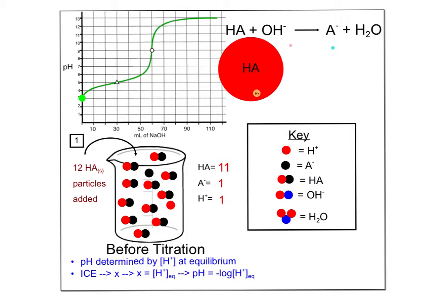Well, those are just my ICE tables. So I'm going to do the ICE table and solve for X. The Ka of this weak acid must be provided. Solve for X. We know X is the same as the H plus at equilibrium, and to find the pH, we'll take the negative log of the H plus at equilibrium. So this is just your typical Ka weak acid ICE problem before the titration has started.